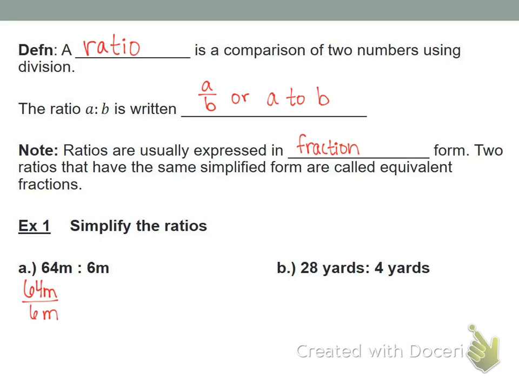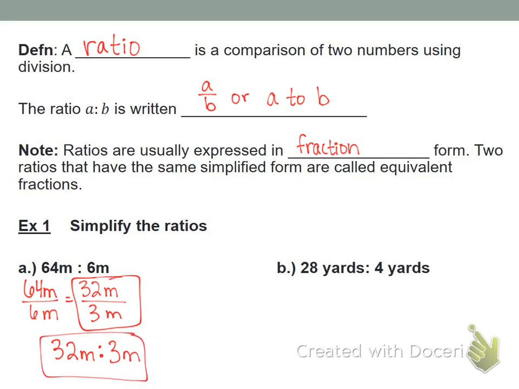What could you divide both the top and the bottom by? 2. If we divide 64 by 2, we get 32. Keep your units of meters. Over 6 divided by 2 is 3. Again, keep your units of meters. And then that's it. It's simplified. We're done. If you would rather rewrite it back in the colon form, you can. That's also acceptable. Either way works for me. Questions, concerns?